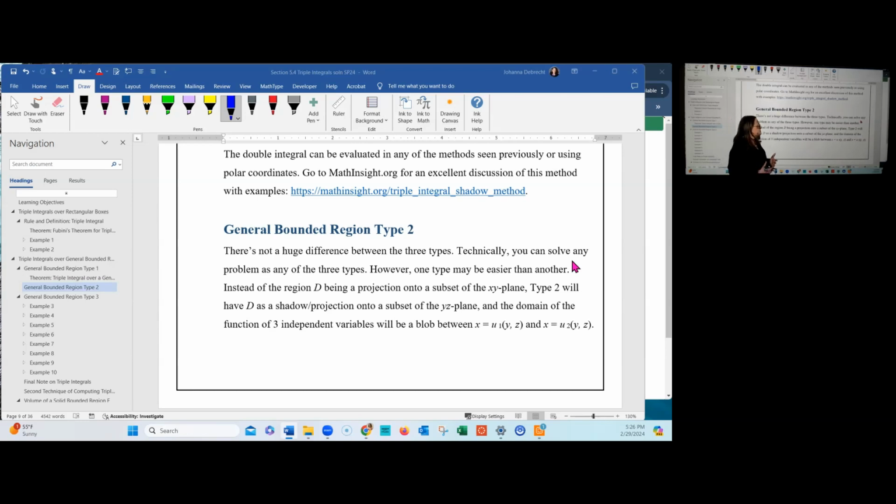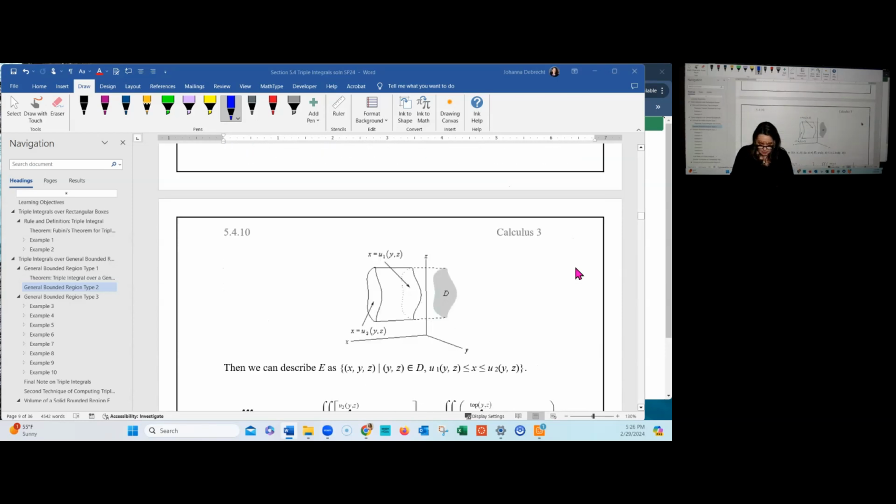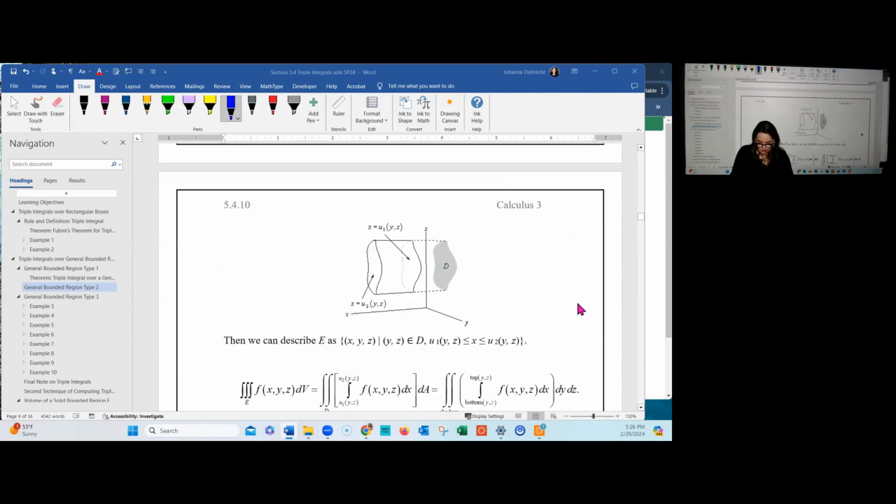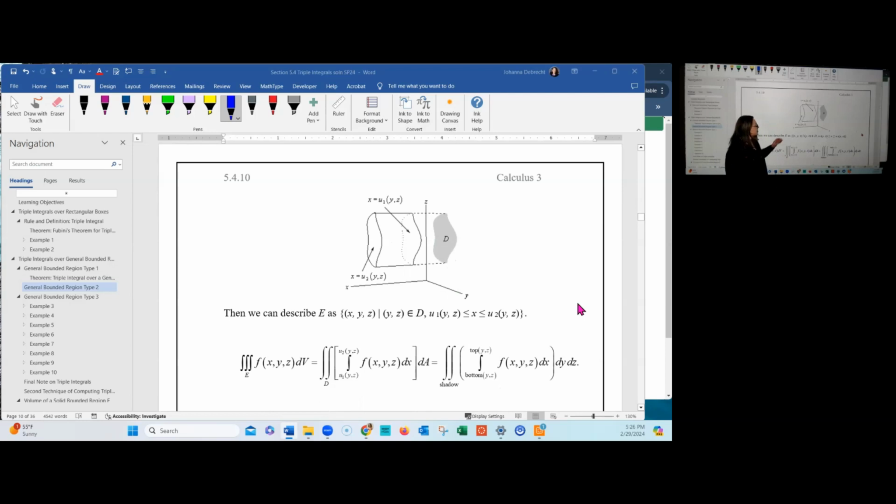In a general region of type 2, we have a shadow or projection, but onto a subset of the YZ plane. So in this case, instead of shining the flashlight down the z-axis, we're shining the flashlight along the x-axis. I said that backwards. So we're casting the shadow into the YZ plane. Let's take a look at what one of these might look like. Here's an example of a type 2.